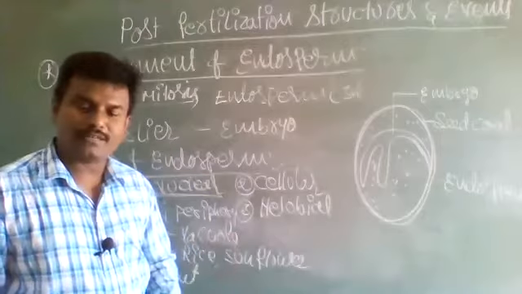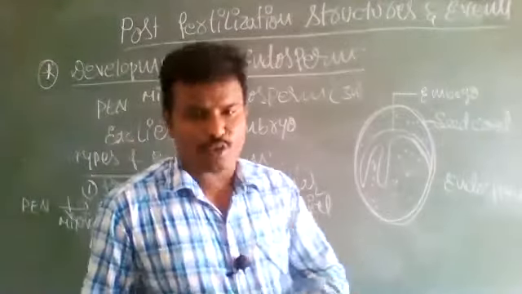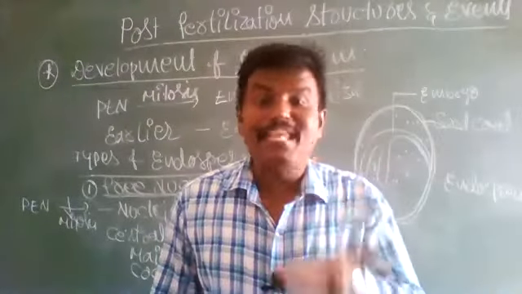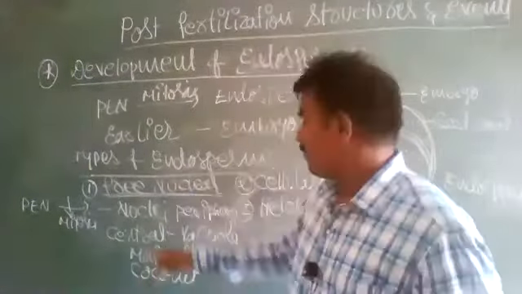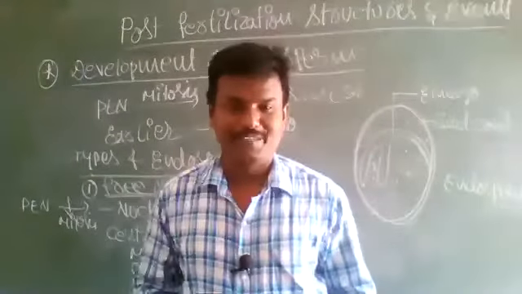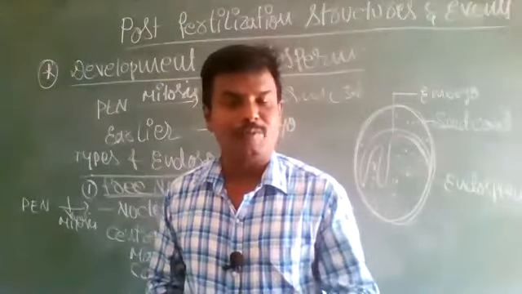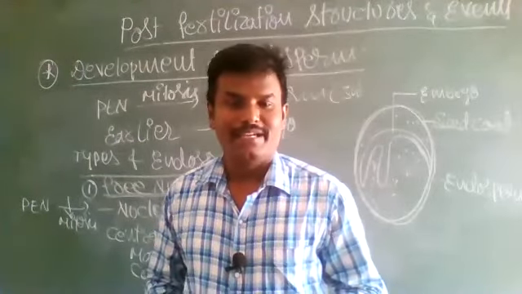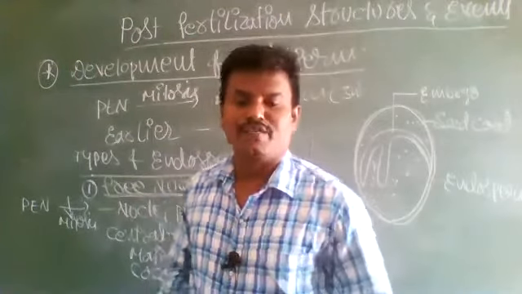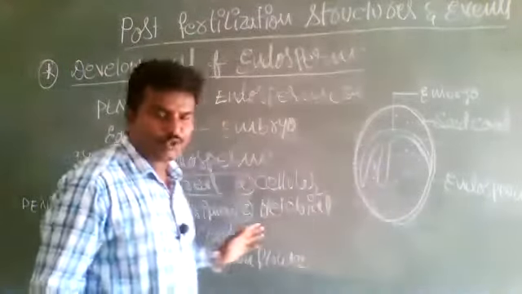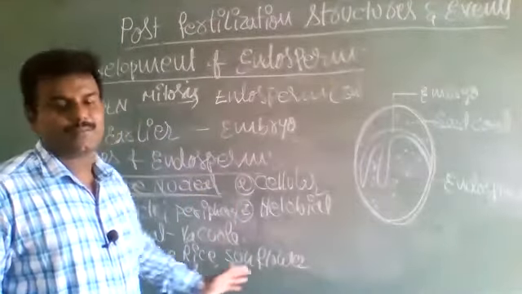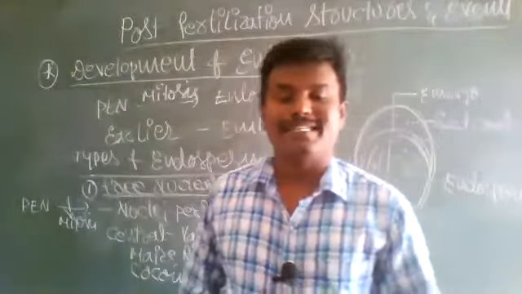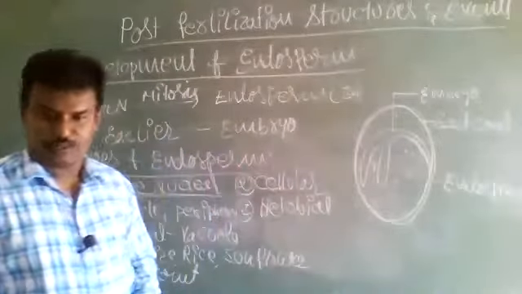In the tender coconut means what? In the tender coconut, we drink water, coconut water. So the coconut water contains many nuclei. That is called free nuclear endosperm. When the primary endosperm nucleus undergoes mitotic divisions and produces a number of nuclei, that is called free nuclear endosperm. For the free nuclear endosperm, a best example is the tender coconut water.